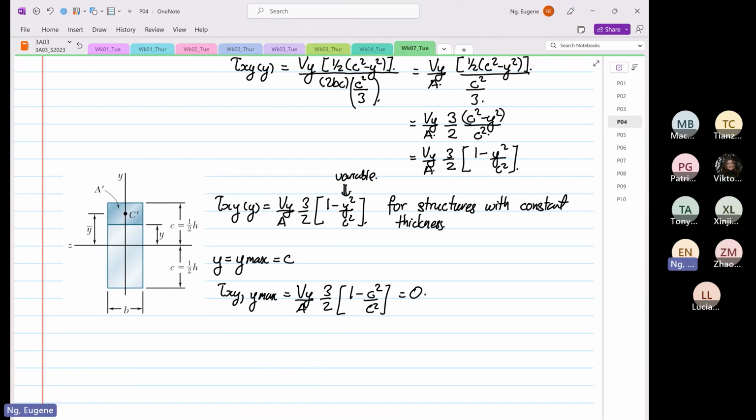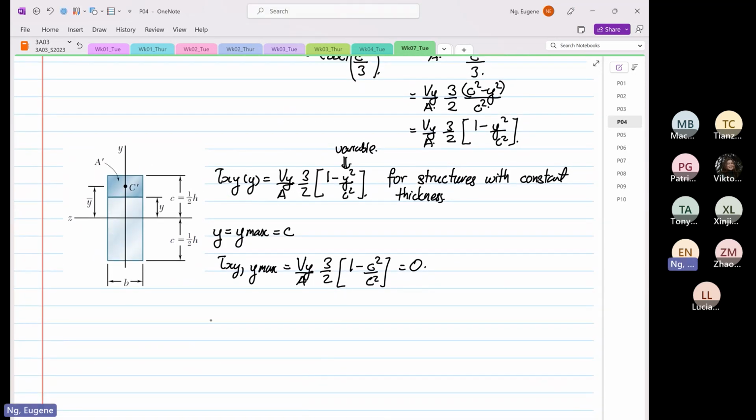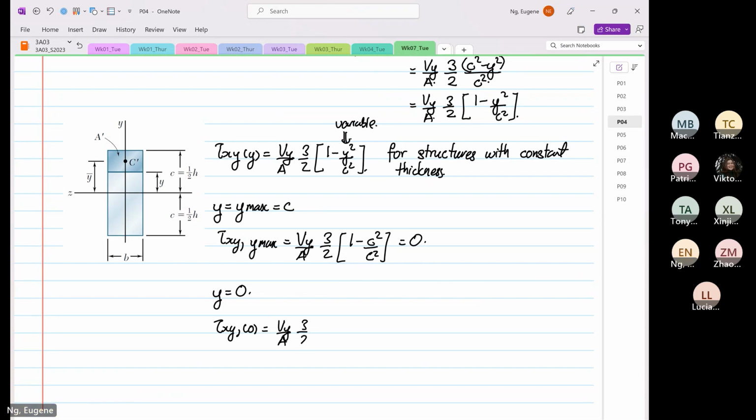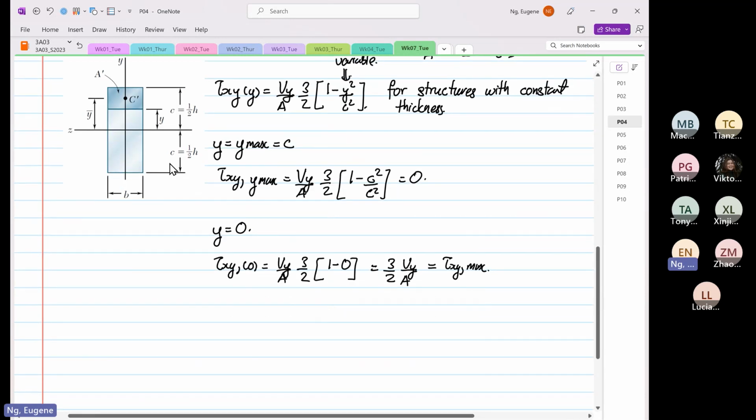Next, when y is equal to 0, what we have is shear xy at the point where y is equal to 0. Then we have Vy over A, 3 over 2, because this expression right here is 1 minus 0. So this will be equal to 3 over 2 Vy over A. This also corresponds to shear xy max, the maximum value that it could achieve. But remember, this is only true with constant thickness.